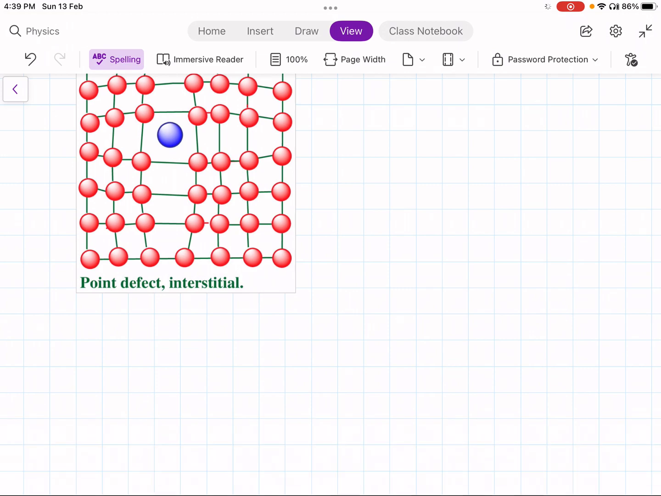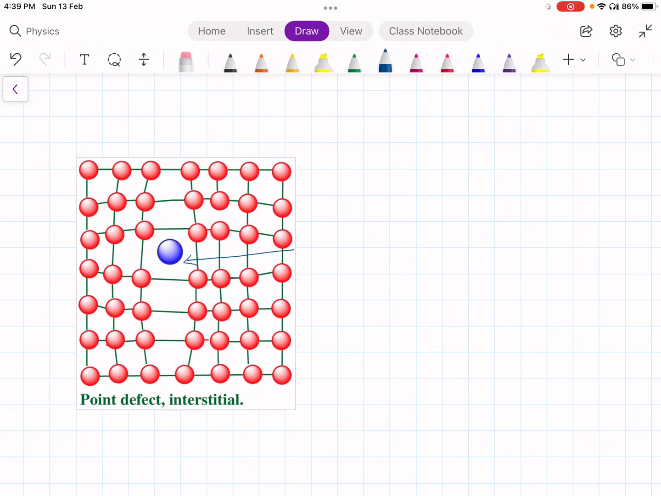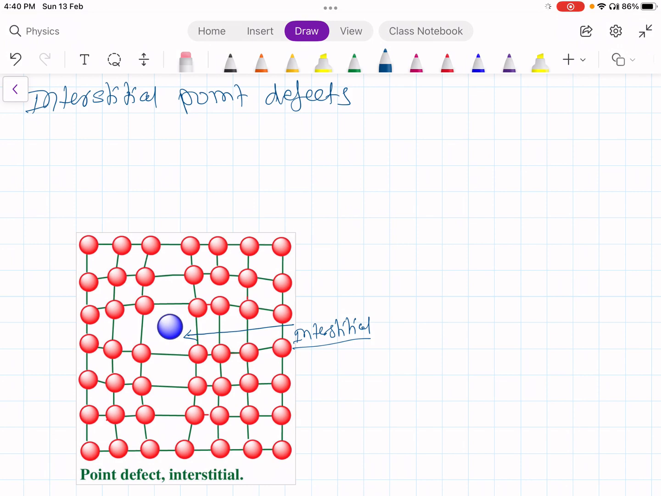Okay, this is interstitial point defect. As you can see over here, this atom is occupying an interstitial position, and that defect is called interstitial defect. So how are these defects created? They are created when an atom falls into an interstitial position. And that atom, we can call it an interstitial atom.